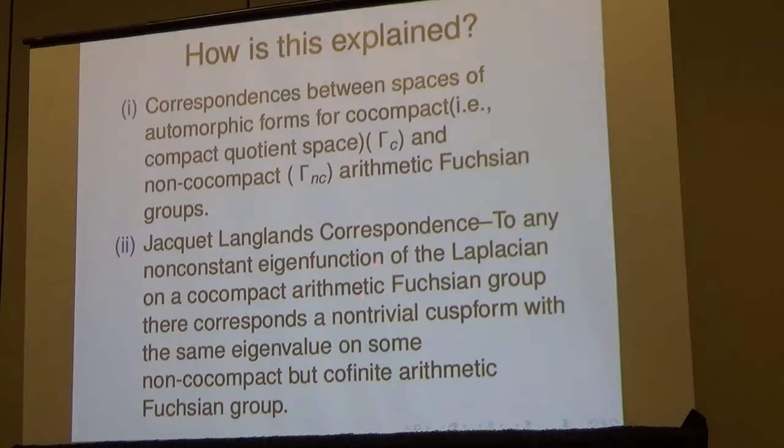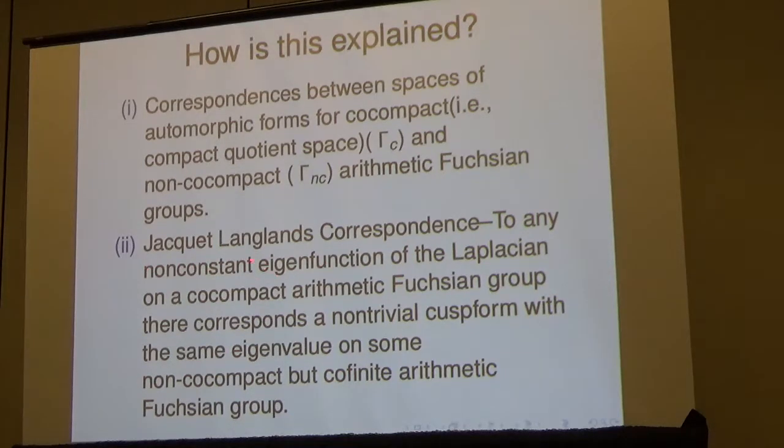And what it says is that, to any non-constant eigenfunction of the Laplacian on a co-compact arithmetic Fuchsian group, there corresponds a non-trivial cusp form, with the same eigenvalues, on some non-co-compact but co-finite arithmetic Fuchsian group. And this is the essential statement of the Jacquet-Langlands correspondence in this context. You see, and in some sense, this is the sort of import of the work, right?